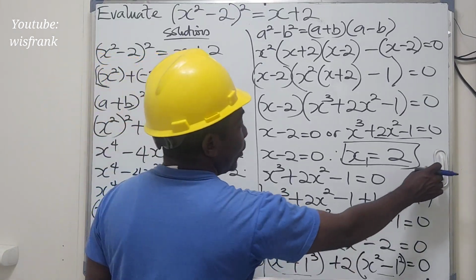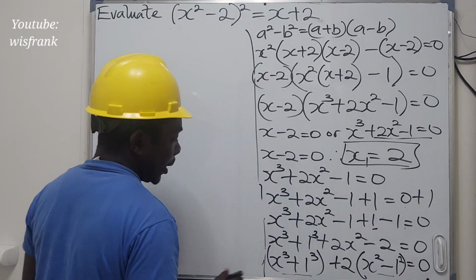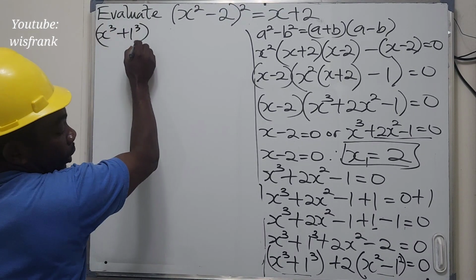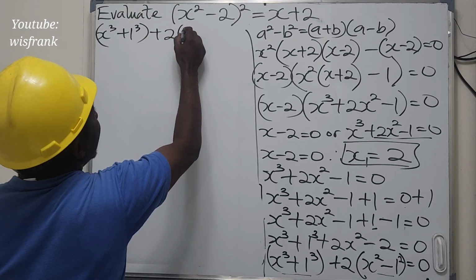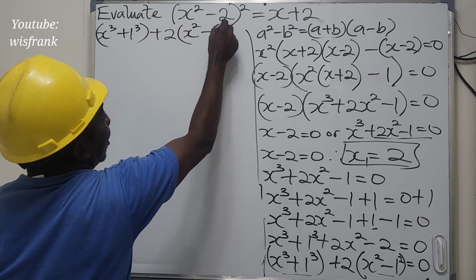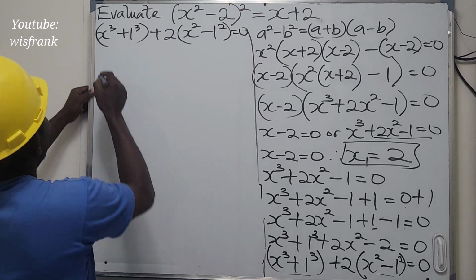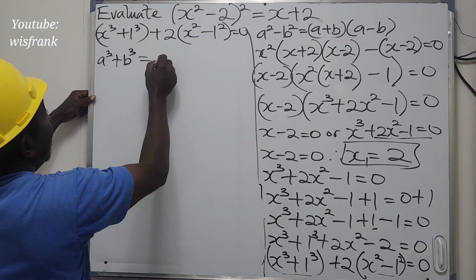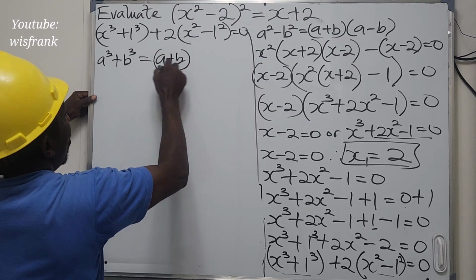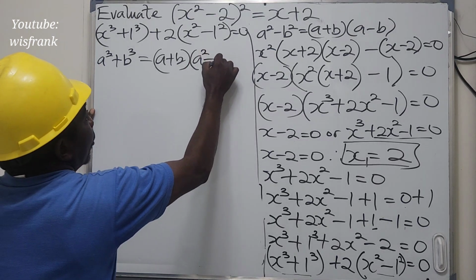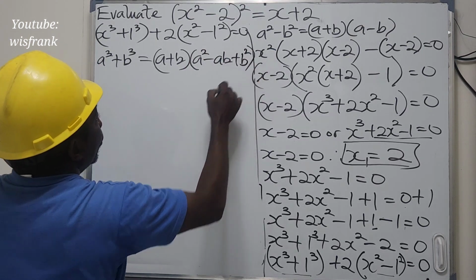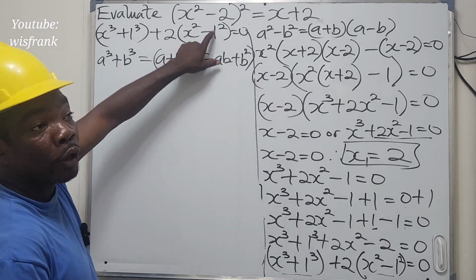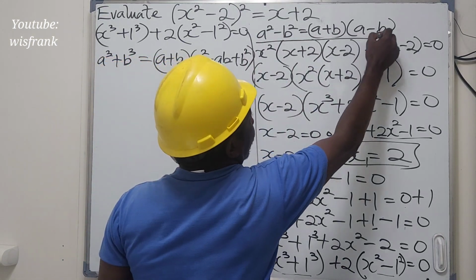So before we go ahead, we need to clean this. So here, as we said, we are having x to the power of 3 plus 1 to the power of 3. Then we have plus 2 into x to the power of 2 minus 1 to the power of 2, all equals to 0. So here, when we have a to the power of 3 plus b to the power of 3, it is the same thing as having a plus b all into a to the power of 2 minus ab plus b to the power of 2. And we also have x to the power of 2 minus 1 to the power of 2. This is what we are going to represent.